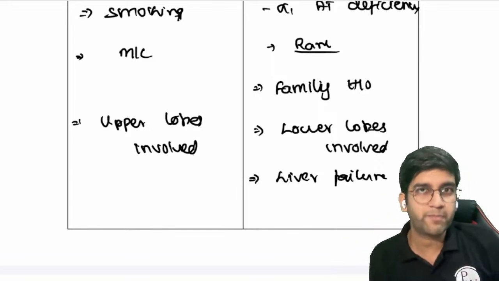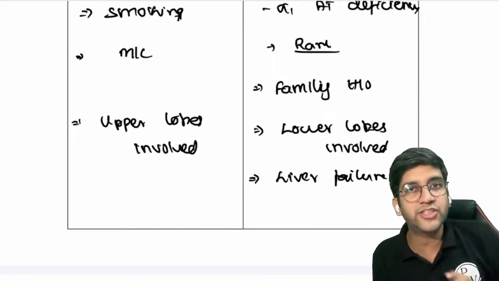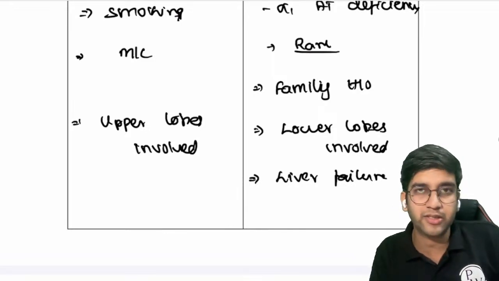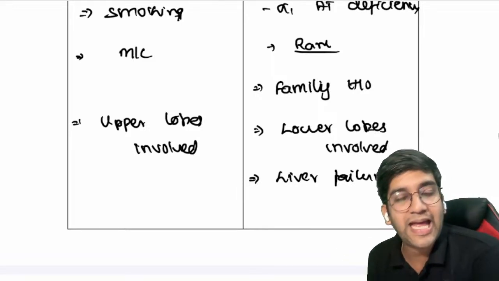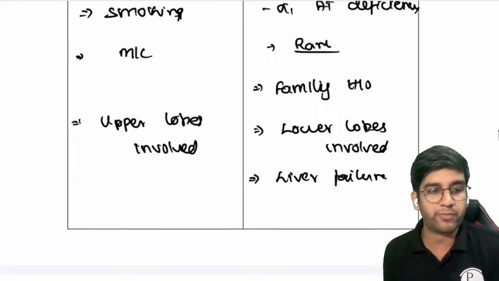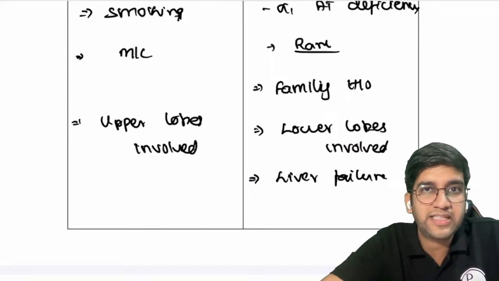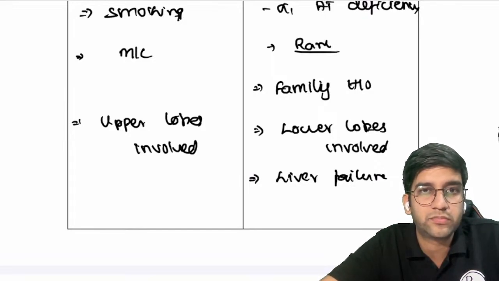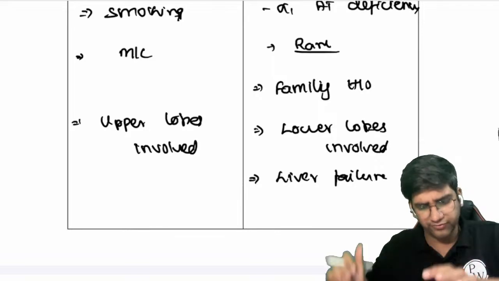I'll show you two images. You can tell me which is centriacinar, which is panacinar. Just before that, answer this question. That makes our life much easier. In these two, where will you see normal acini and dilated acini? Centri or pan? Which will have both normal acini and dilated acini? Centri or pan? Centriacinar. That's all. Right? That's enough for us.